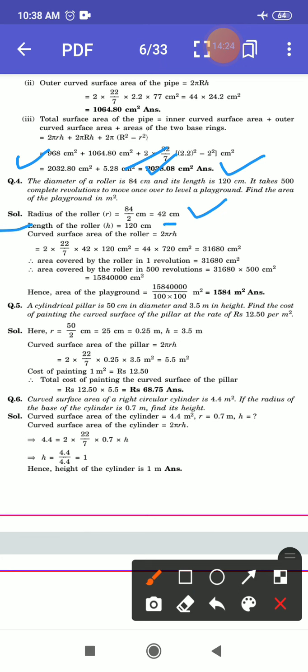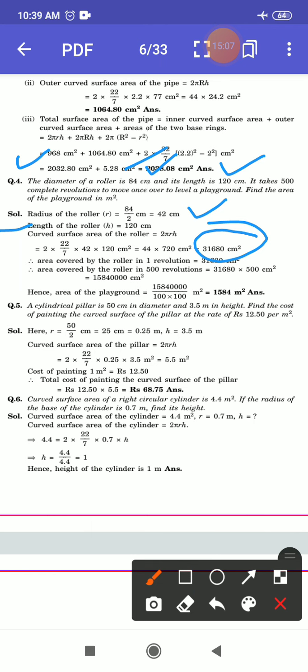Then after you have to use the curved surface area, the formula is 2 pi r h, and put the values of r and h here. So 2 into 22 upon 7 into r, which is 32, and h, which is 120 centimeter, and multiply these things. First of all you have to cut the value of this, 7 into 6, 7 sixes are 42, and then after you have to multiply these things, then you find the total surface area of a roller, that is 31680 centimeter square.